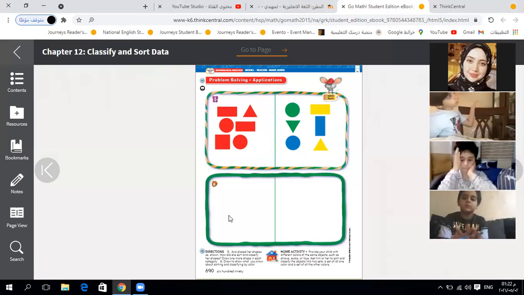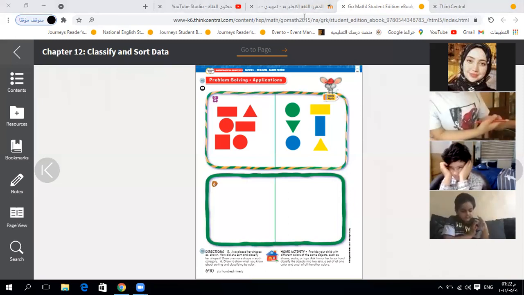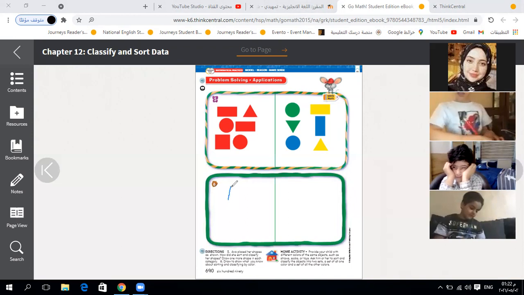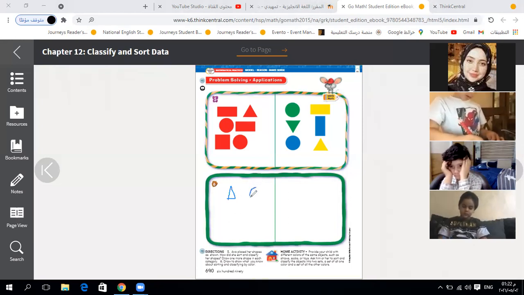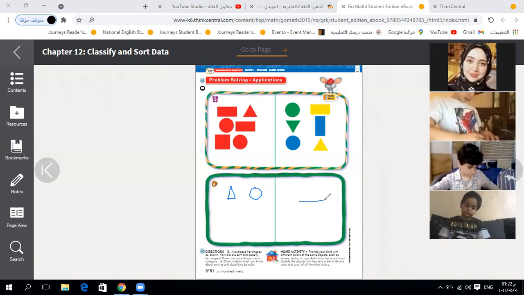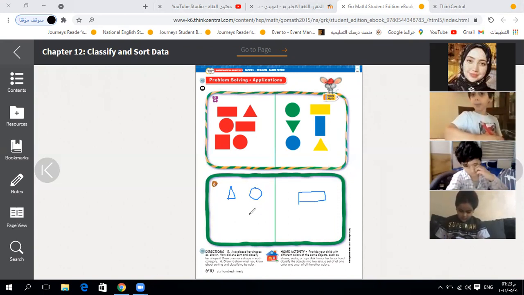So here, guys, we have to draw shapes of the same color. It's okay if they have different shapes, but I want you to sort them by the same color. Okay, I'm gonna draw a blue triangle, circle. They have the same color, right? A rectangle in here. Uh-oh. A square.